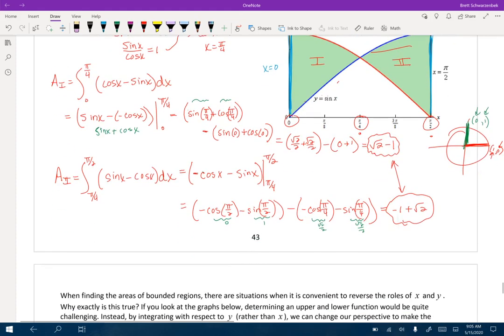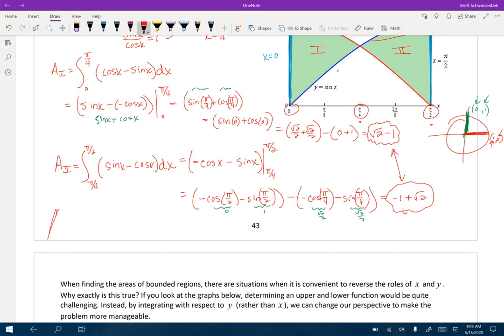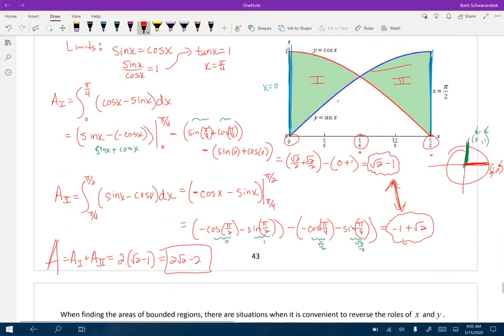So what do we need to do for total area? Well, the total area is the area of the regions added, right? I have no idea why I'm making the A bigger, maybe to make it more important. But we're going to do 2 times root 2 minus 1, or just adding these together. It doesn't matter. So we're going to get 2 root 2 minus 2 as the area of the complete region.